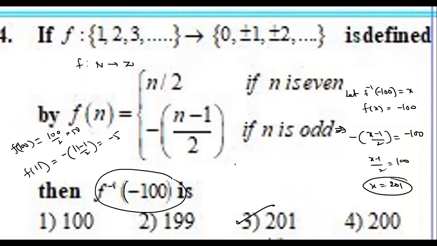Then what is the value of, tell me this one, f inverse of minus 13. Anyone? Confirm, f inverse of minus 13 is how much? Okay, so practice these questions. What is the answer?